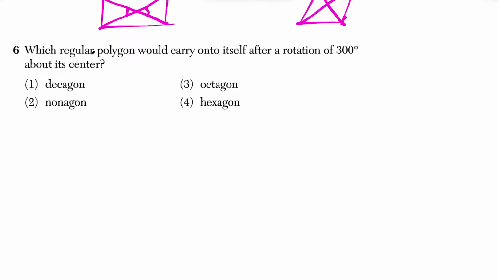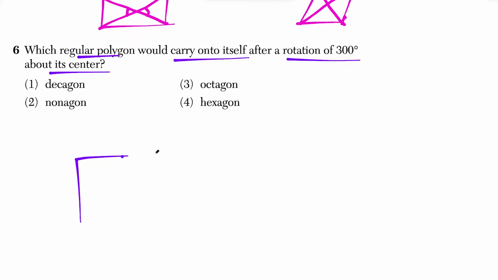Question 6, we want to know which regular polygon would carry onto itself after a rotation of 300 degrees about its center. And these are the 4 shapes we're looking at. Now, just know that a regular polygon is a polygon where all sides are congruent and also all the angles are congruent. To help us understand this question, I'm going to start off with a square, because a square is easier to draw than all these other shapes.